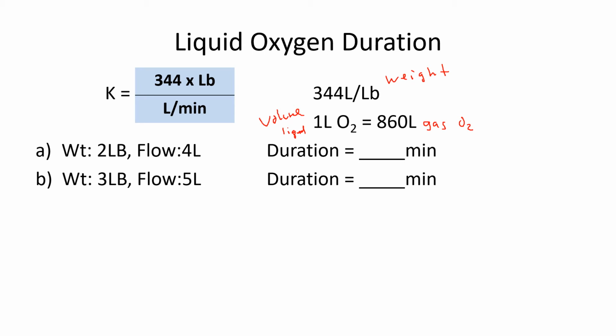So if you're given pounds, right, you got 2 pounds of liquid oxygen, same equation. This time our conversion factor is 344 liters, right, per pound. So we got 2 pounds for A, and our flow is 4, and that's it. 344 times 2 divided by 4. 172, yeah, 172 even.